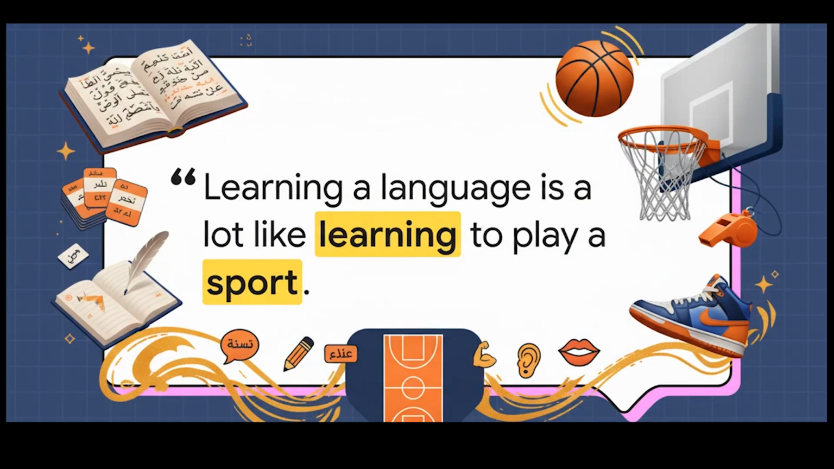I absolutely love this quote from the textbook because it is so true. Think about it. You can't learn to play a sport just by reading the rulebook, right? You have to get out there and practice, build that muscle memory. Well, language is the exact same way. It's a skill you build through active, daily practice.